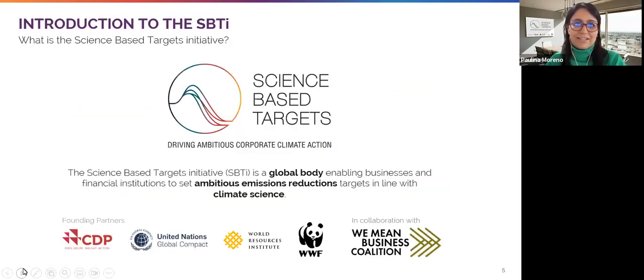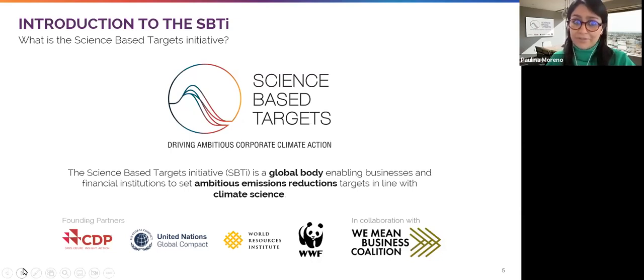So let's start with a brief introduction of what the Science-Based Targets Initiative is. SBTi is a global body enabling business and financial institutions to set emission reduction targets in line with climate science. It was created in collaboration with 4 leading organizations, which are CDP, United Nations Global Compact, WRI, and WWF.